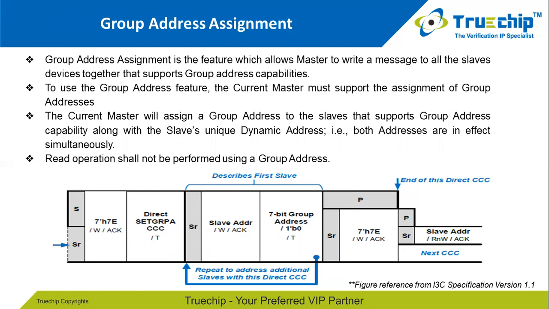Group address assignment is performed using the SETGRPA CCC. The group address to be assigned is transmitted in the group address byte shown in the figure, where the 7 most significant bits, 7 down to 1, contain the 7-bit group address, and the least significant bit, bit 0, is filled with the value 1'b0. The same address can be assigned to another slave by repeating the process. The current master also has the capability to reset the assigned group address or remove a particular slave from a group.